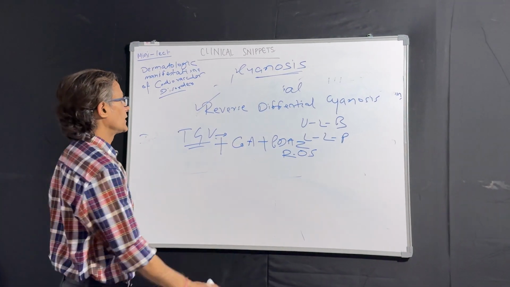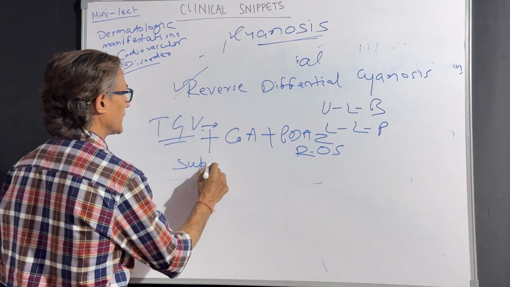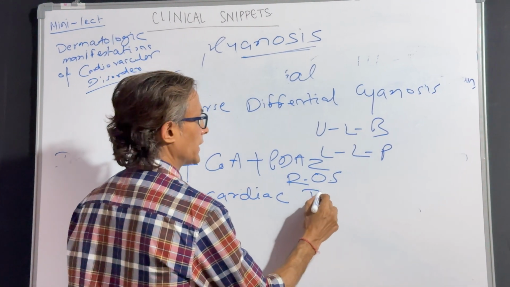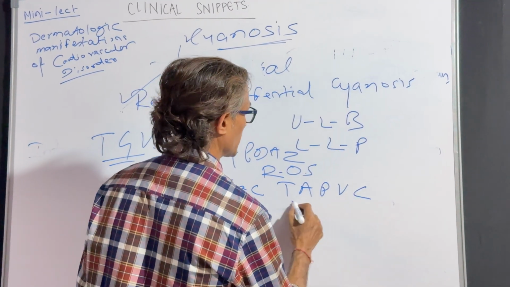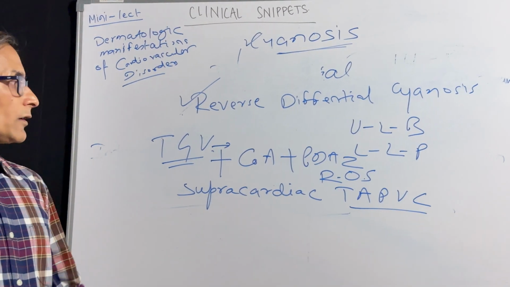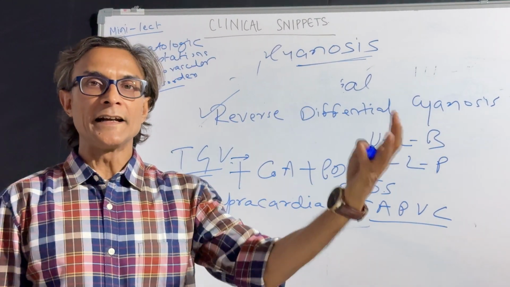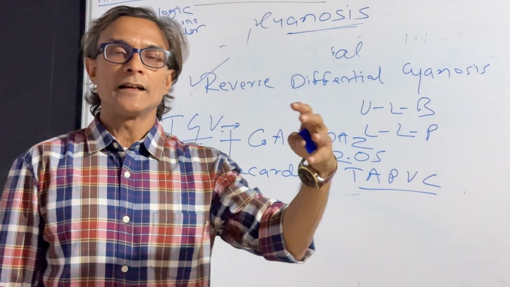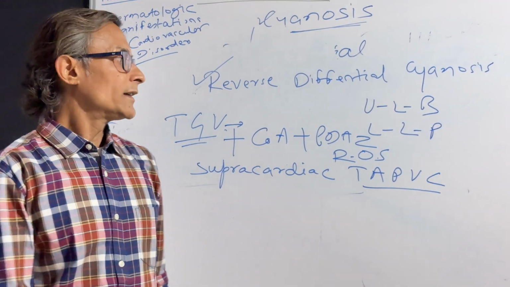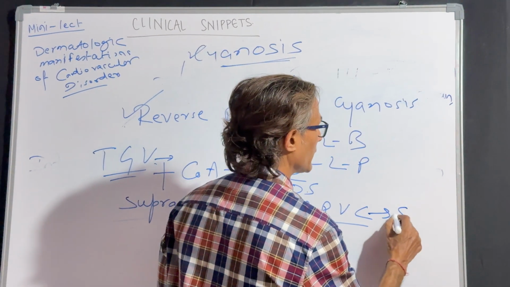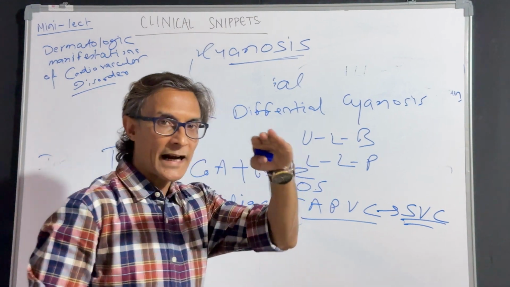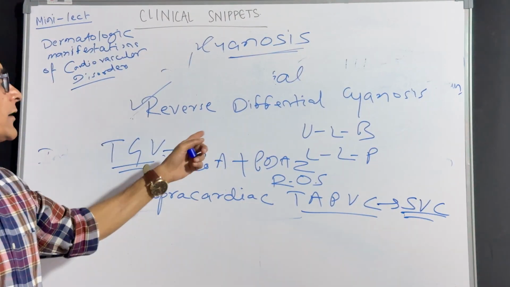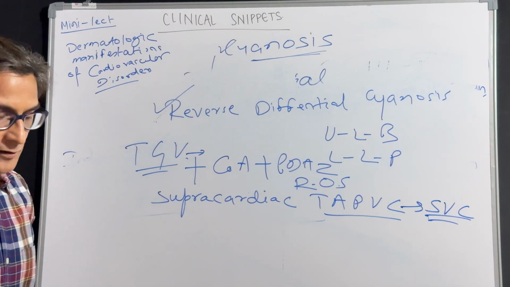Another condition is supracardiac total anomalous pulmonary venous connections. When the four pulmonary veins enter the left atrium, that is normal, but in this situation the four pulmonary veins are not entering the left atrium, they are joining into the superior vena cava, which is supracardiac. In these situations, you can also get reverse differential cyanosis.